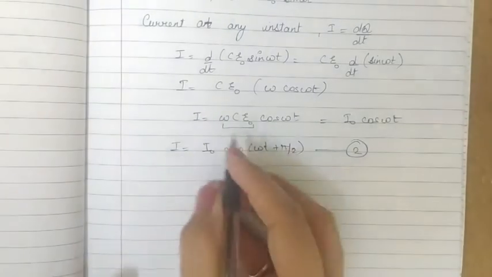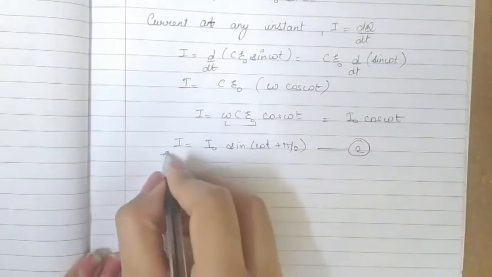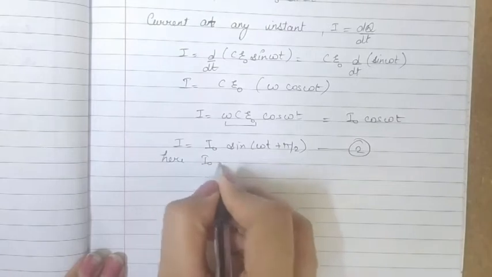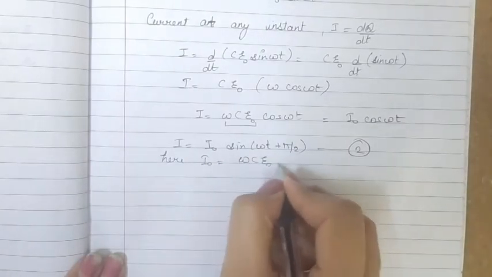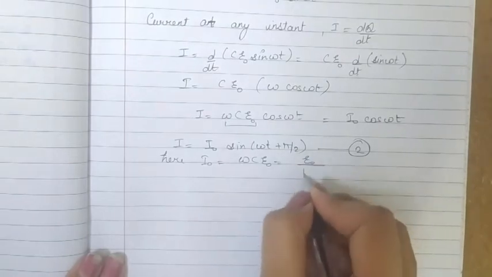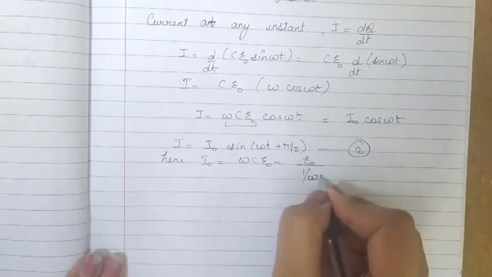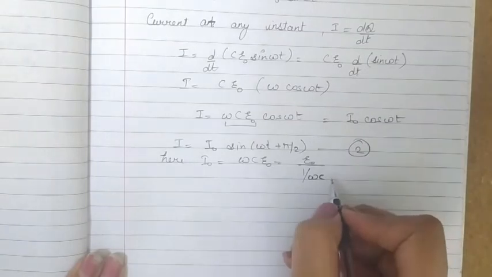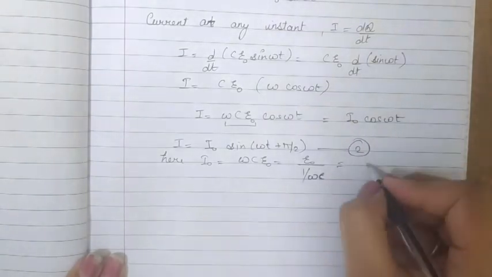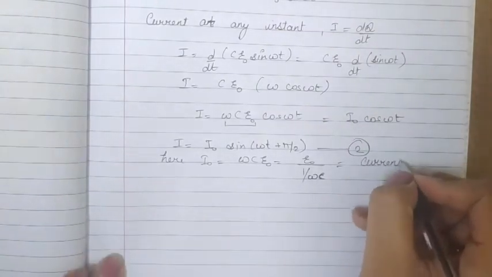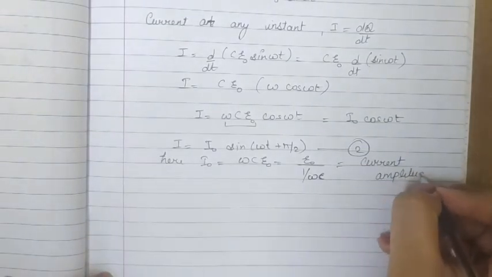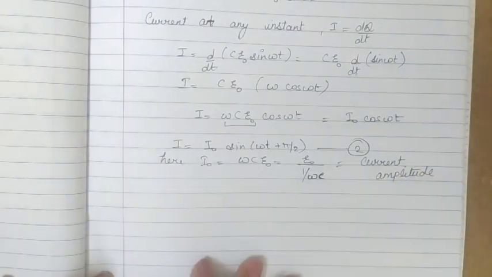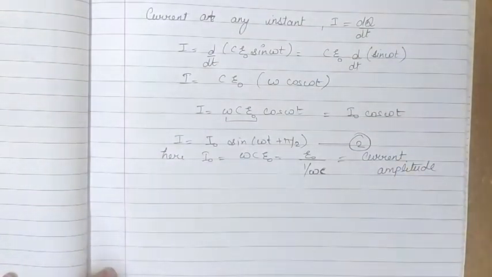So now in equation number 2 we have two things. First, I naught. So here I naught is equal to omega C epsilon naught, that implies epsilon naught upon 1 upon omega C. This is the peak value of current, or we also call it current amplitude. And the other thing is the phase, that is omega t plus pi by 2.